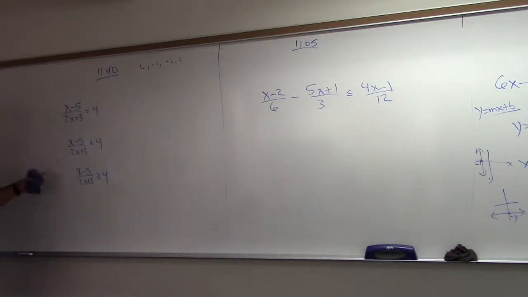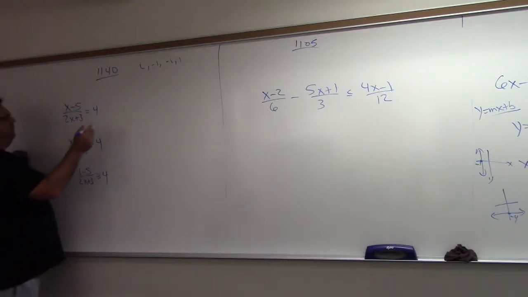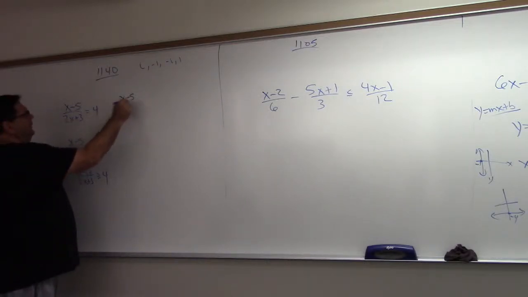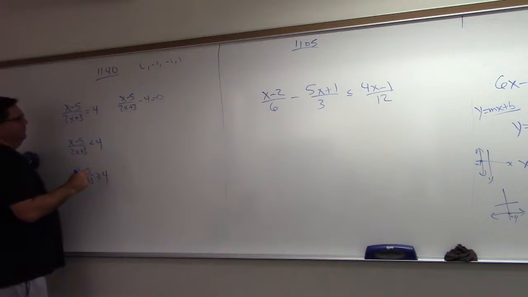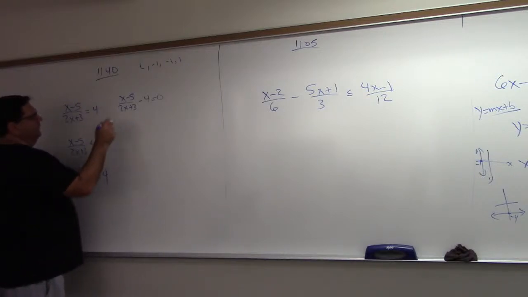So you've got 2 options. If you have to do all 3, it doesn't matter when you move the 4, but at some point you've got to move the 4 to the left. Does that make sense? Yeah. So I'm just going to go ahead and move the 4 to the left right now. If I didn't have to do all 3, I probably wouldn't do that. I would just multiply both sides by 2x plus 3. But let me go ahead and get it set equal to 0, because that'll adjust everything else.